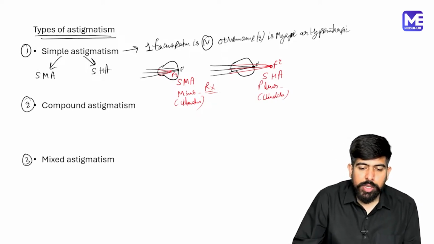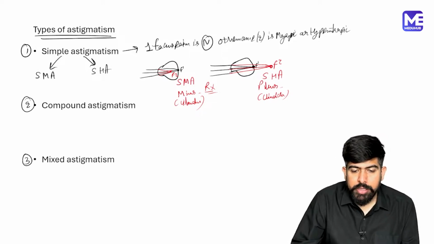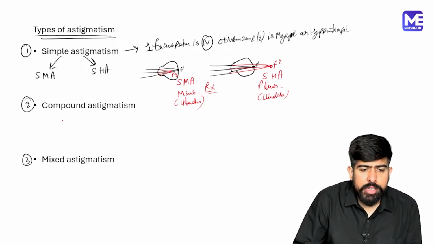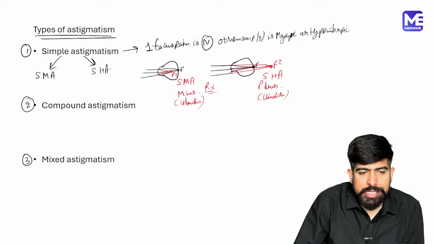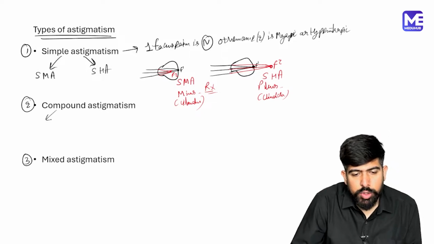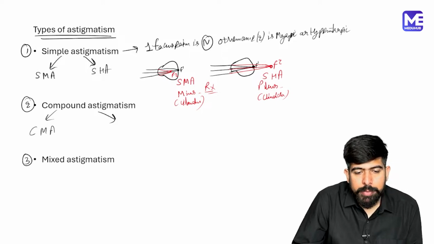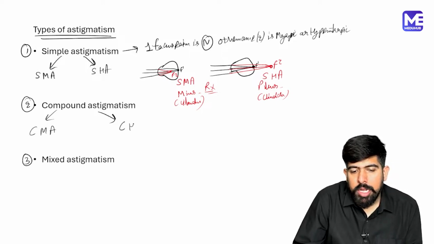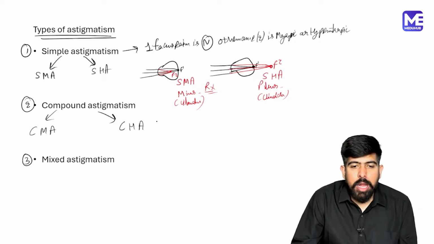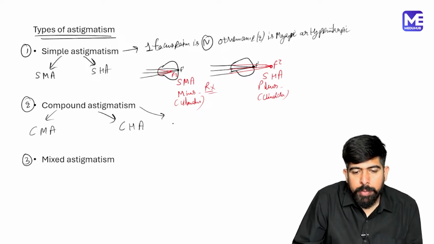Now the next one we are having here is the compound type of astigmatism. Of course, it will also be divided into two parts. What kind of two parts? Of course, compound myopic astigmatism. The second one is compound hypermetropic astigmatism. By the word compound, please remember about it.